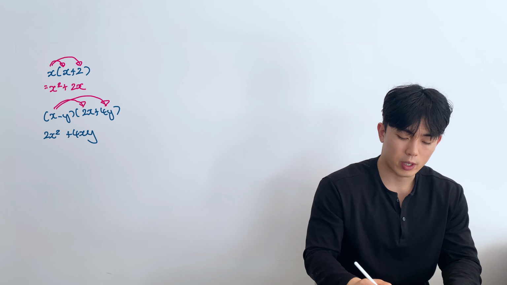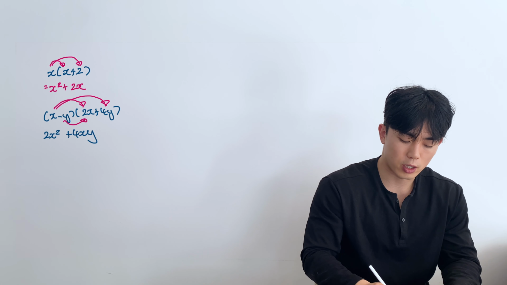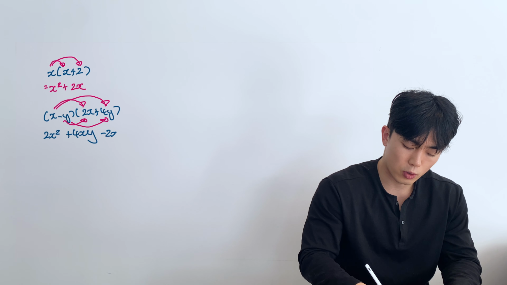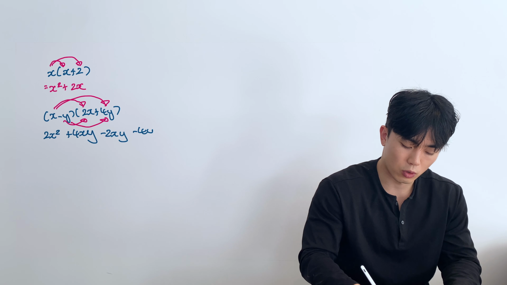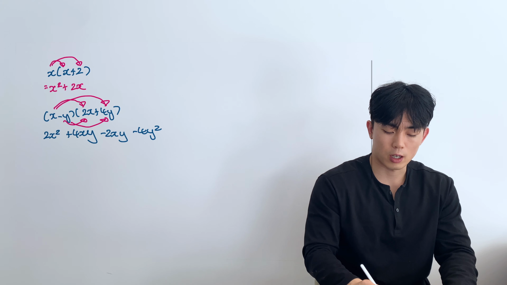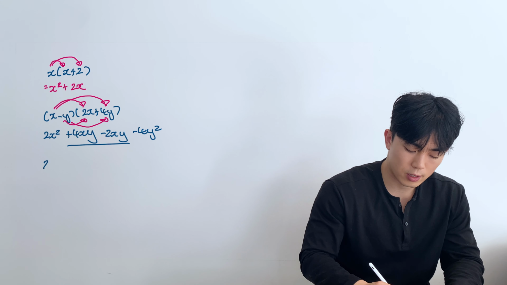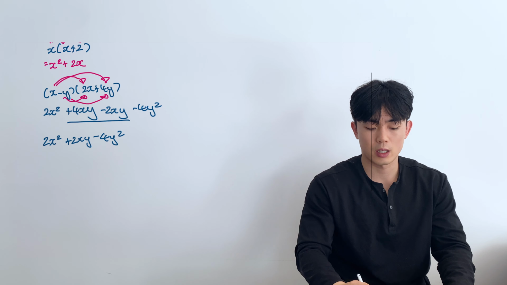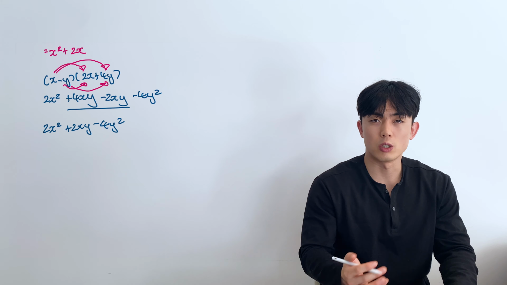And then same thing with here, this minus y, I want to multiply to each term like this. So I will get minus 2xy minus 4y squared. And technically this is the answer, but we can always simplify because these two others have both x and y. So I can say it's 2x squared plus 2xy minus 4y squared. Just simplifying.